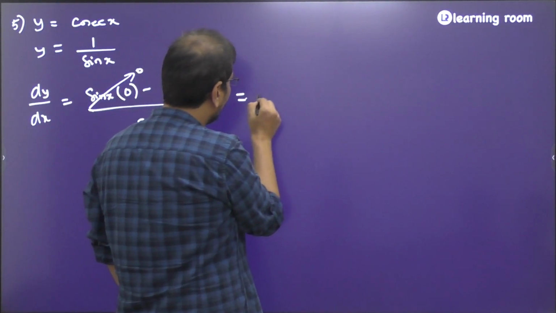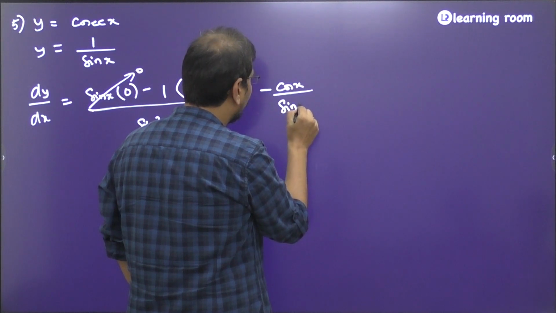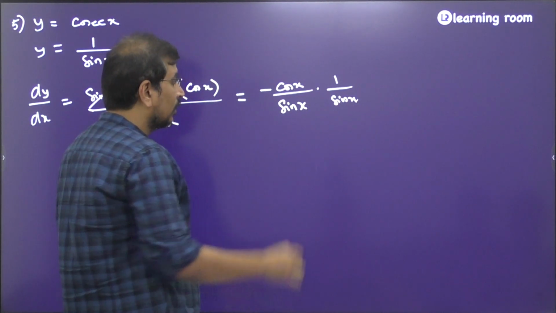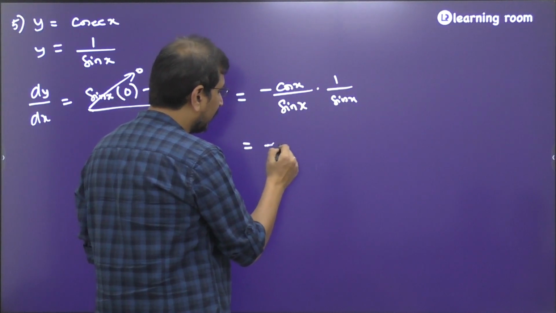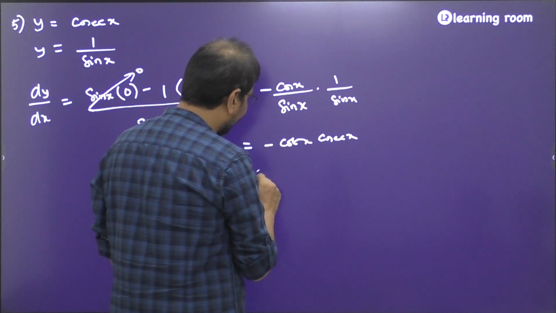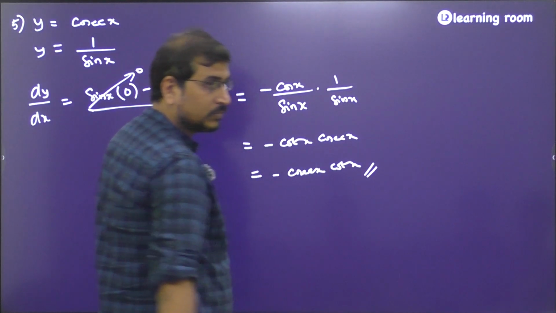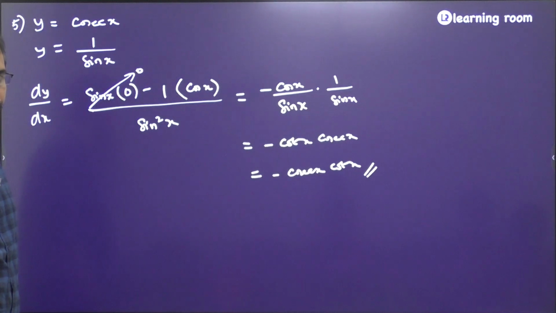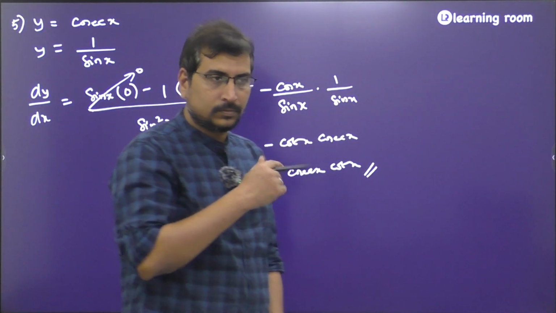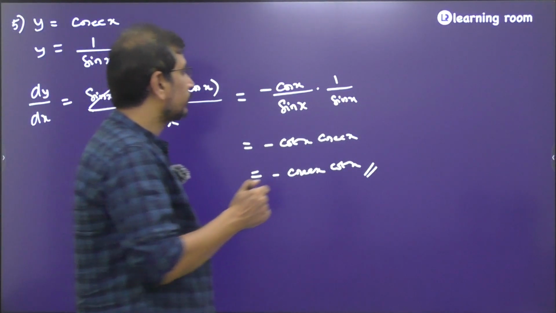So it is going to be minus cos x divided by sine square x, which I'll write as cos x by sin x into 1 divided by sin x. So cos x by sin x is cot x, 1 by sin x is cosecant x. So you would have learned this as minus cosecant x cot x. This is the reason why you got it. Clear? Are you clear with this? Yeah. So next one.